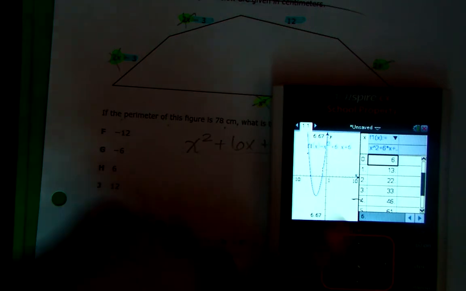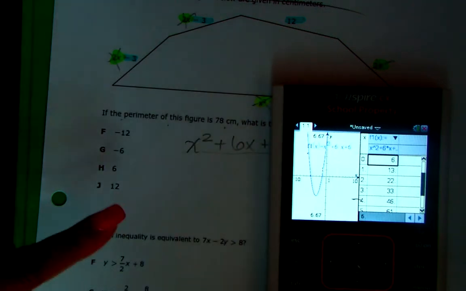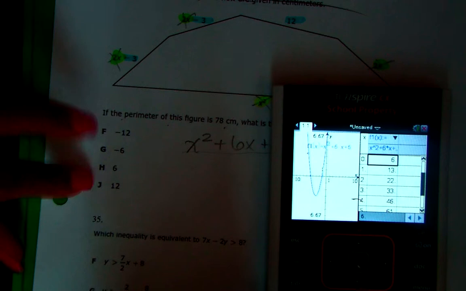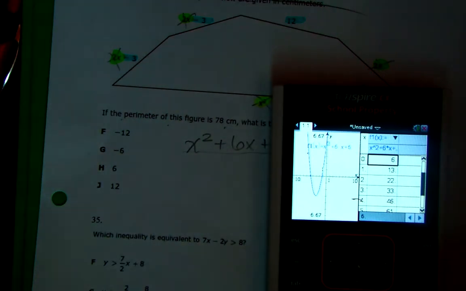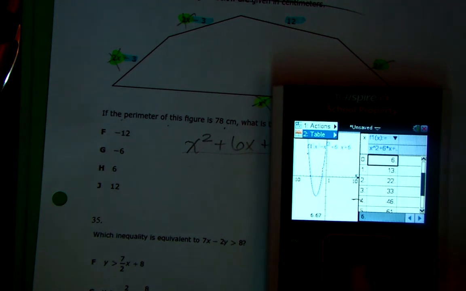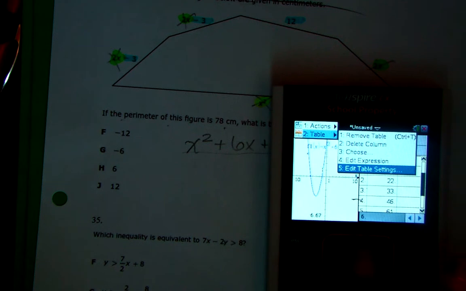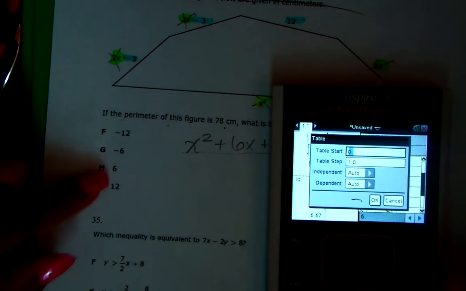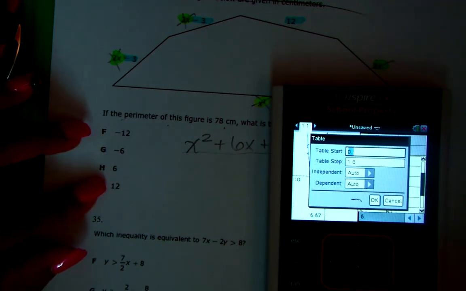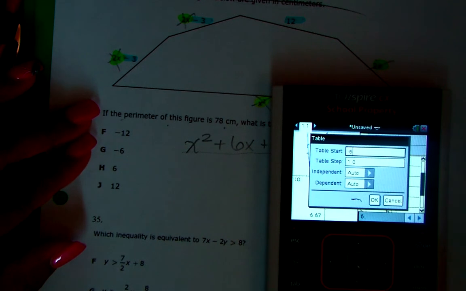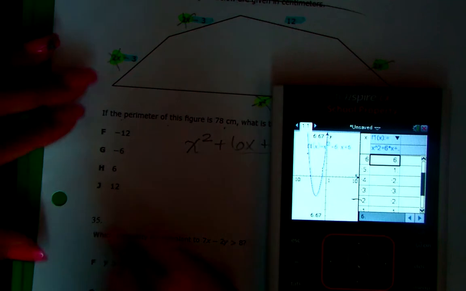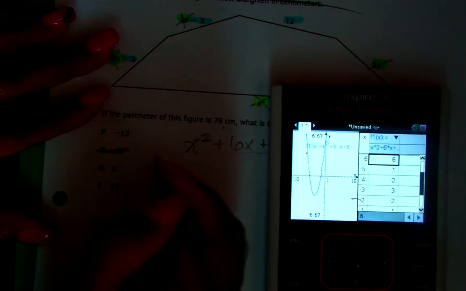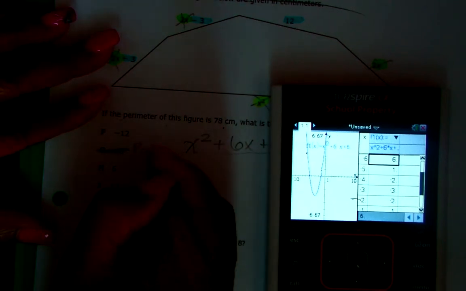So we know it's not going to be negative. Or could it be negative? It could be. They could. But let's go to the table and edit the table setting. I want to put -6 so you can see. Let's put -6, enter. And for -6, it gave you 6. So we know -6 is not the solution because -6 will make the perimeter equal 6.